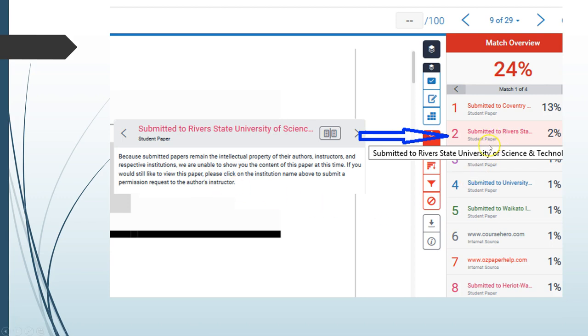Then for the second percent, when you click on it, you find out that it actually was submitted to Rivers State University of Science. So it tells you where these things come from. And that's why, like I said earlier, there is no hiding place. So we are not saying don't use sources. We are saying use sources to enhance your learning. So look at what they have written, read it, make your own notes, and write based on your learning.